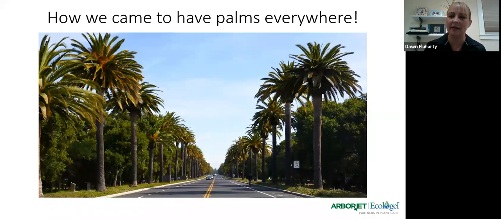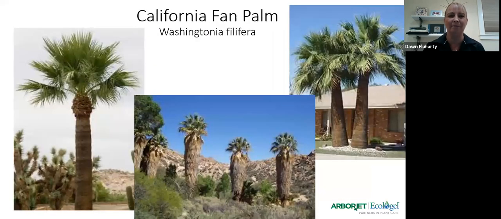And they're great as a street tree. As you see, they're quite narrow, they grow upright, they line streets beautifully. The only problem is most palms aren't native to California. We actually only have one native palm. How many of you know which one that is? Well, it's named after us. It's the California Fan Palm. This is the only native palm to California.